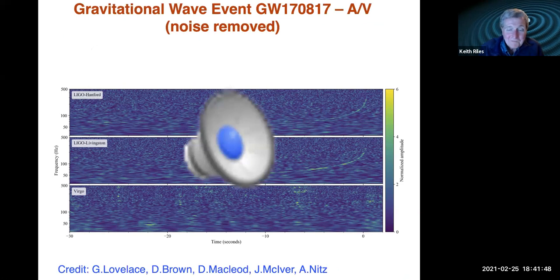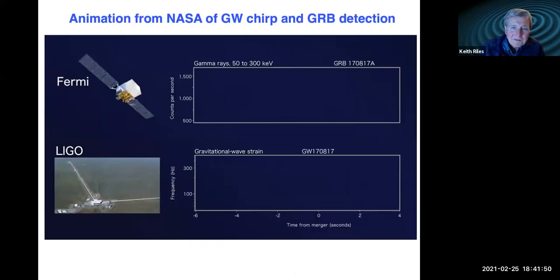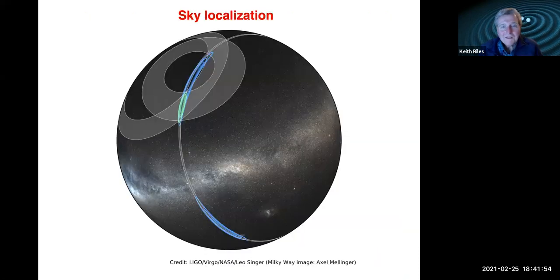Now, I told you that Virgo is less sensitive than Hanford and Livingston, but you'd think it would have seen something. So you might wonder how we could do triangulation if Virgo didn't see it. Well, the answer is that the fact that Virgo didn't see it is like the dog in the Sherlock Holmes story that didn't bark in the night. That information was actually critical.